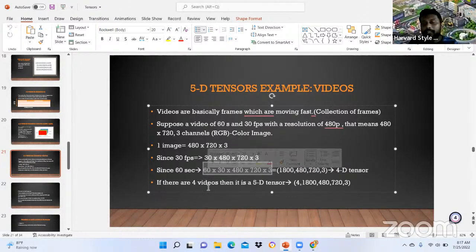This is one video. If you consider one video, it is a 4D tensor. If you have multiple videos, a video collection, then you have to multiply by the number of videos as well. Then it is a 5D tensor. So the 5D tensor example is a video. You can multiply and check these things, like 4 multiplied by 1800. If you multiply, you will get a big value.